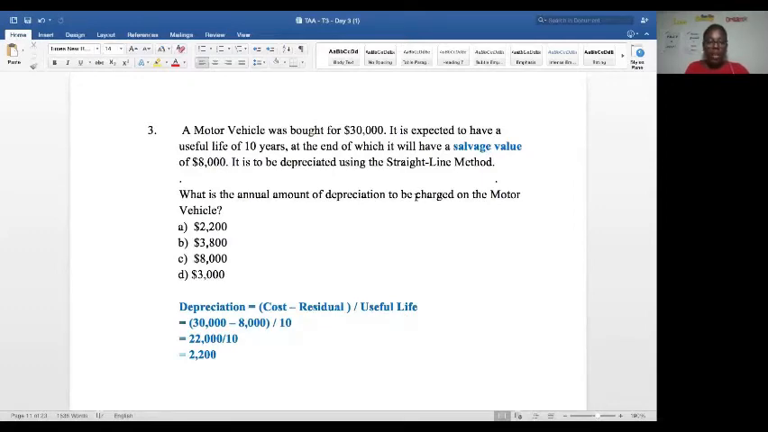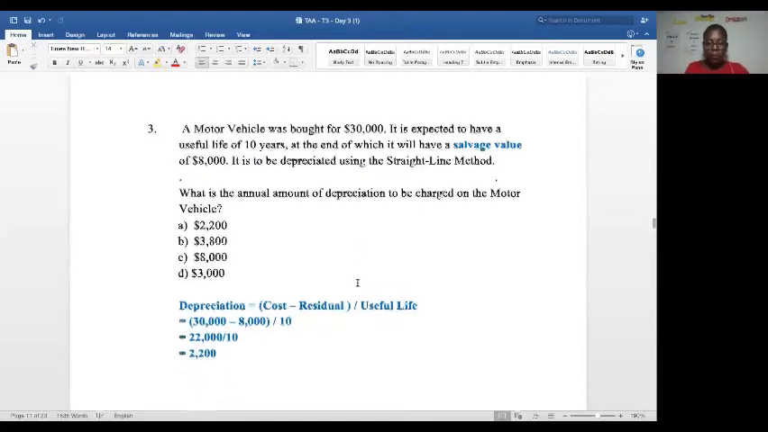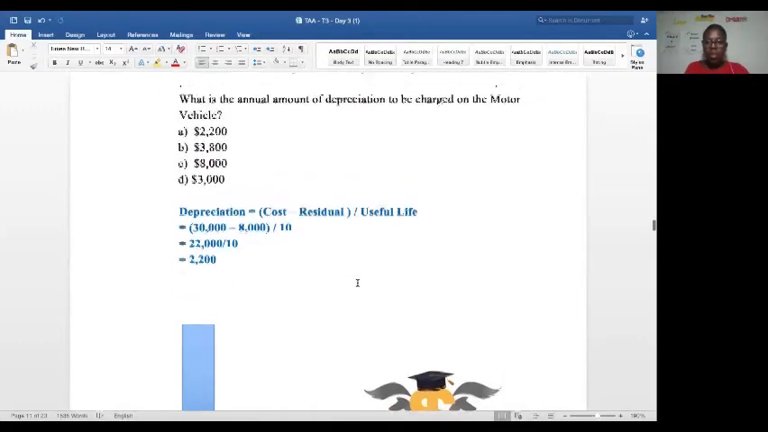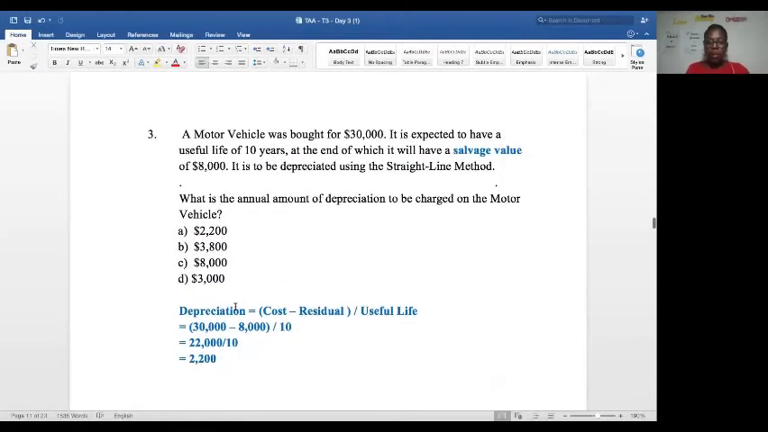The salvage value is the same thing as the residual or your scrap value. Pay attention to the language that they use, right? And they're going to understand that by doing a lot of questions. So if we just put in a formula, depreciation is equal to cost minus the residual value all over useful life. They give you all of that there. 30,000 minus the 8 divided by the 10. Your answer is A.